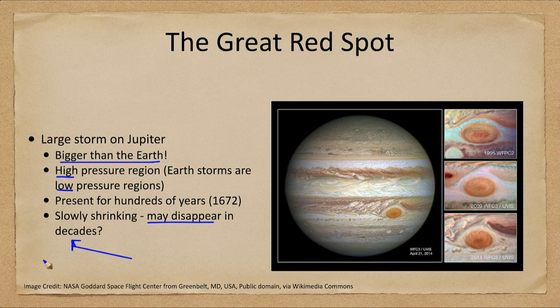Now, of course, we don't know exactly what powers it. What is the energy source? Is it losing an energy source? Is it just dying out as storms do here on Earth? After a month or two, a tropical depression that started off of Africa and came up over the Atlantic Ocean will eventually fizzle out and be gone and will dissipate. So is this just a much longer lasting storm and we're just seeing the very end of it?